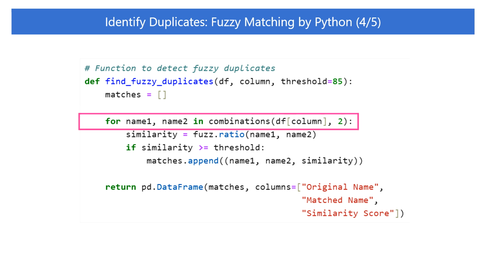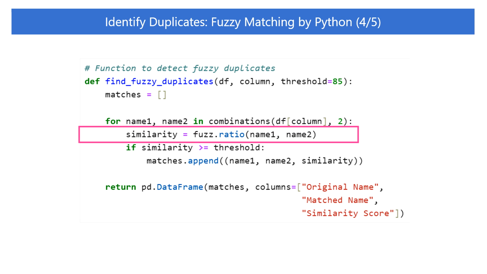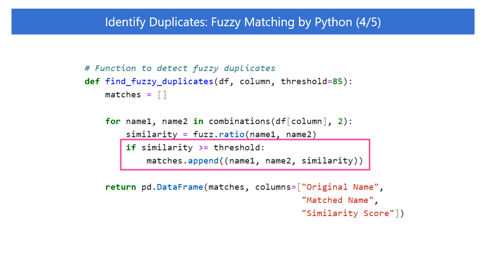Next, create a for loop, which uses itertools combinations to generate all possible name pairs from the column. For example, if the list is A, B, C, it creates the pairs AB, AC, and BC. This ensures that each name is compared exactly once with every other name. Inside the for loop, we use fuzz ratio to calculate the similarity score.